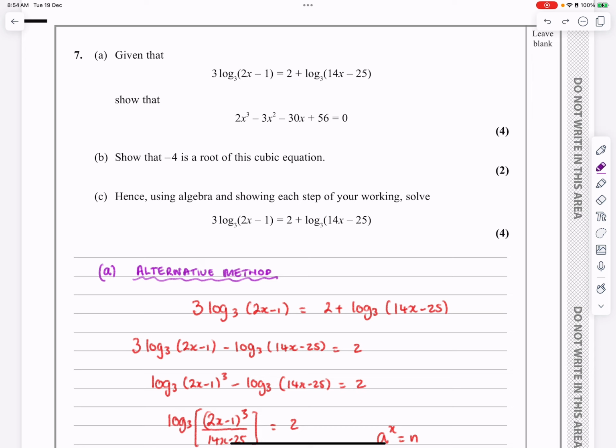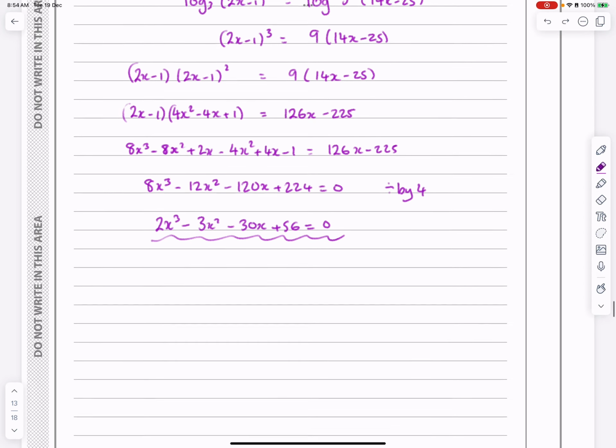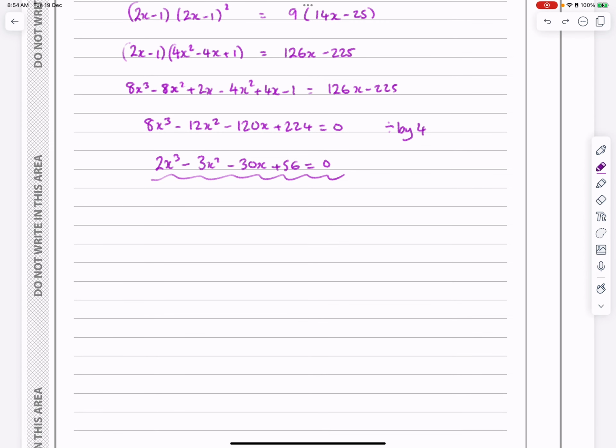Part B, show that minus 4 is a root of this equation. If minus 4 is a root of this equation, then this is the factor theorem, which says f(-4) should equal 0. So let's do f(-4): 2 lots of (-4) cubed, minus 3 lots of (-4) squared, minus 30 lots of (-4), plus 56.